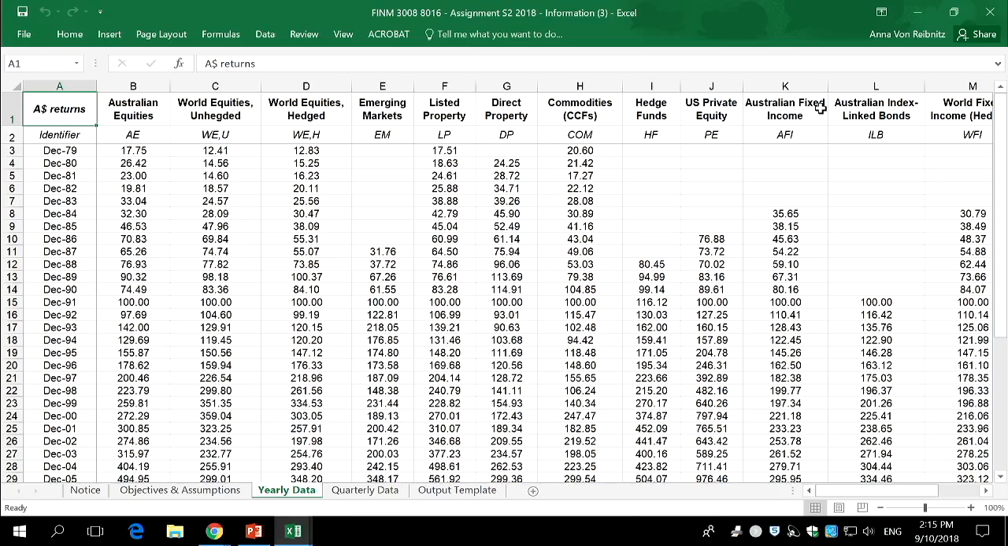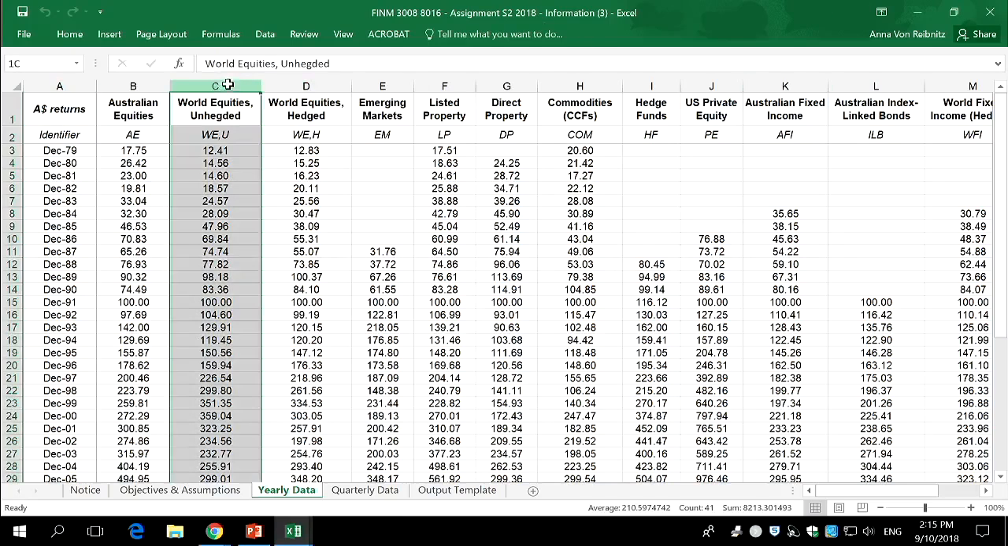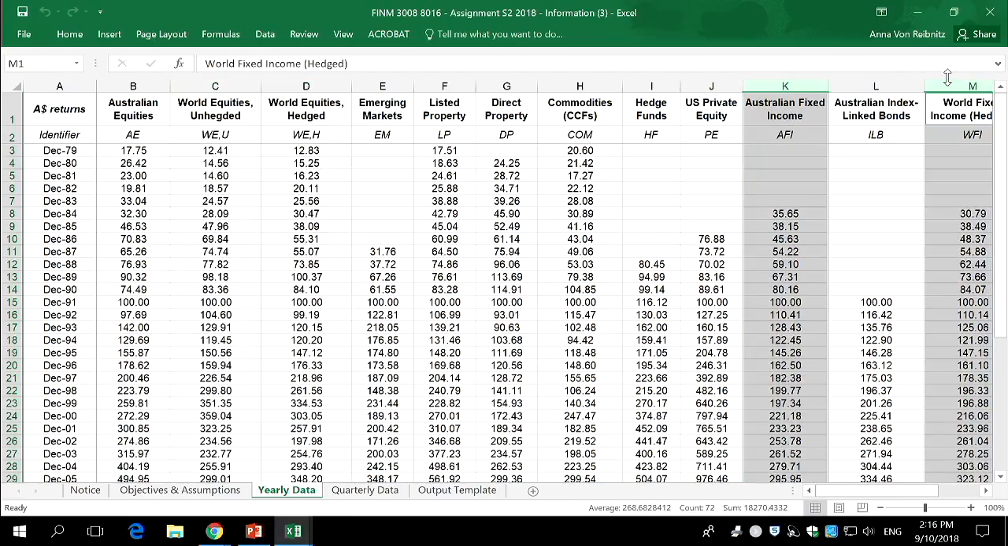What we're going to be focusing on today is how to split your money between these two asset classes. We're also going to talk a little bit about how different asset classes are seen in the industry, because, for example, fixed income is separated into Australian and world ex-Australia, but there's no hedged and unhedged part of world fixed income.